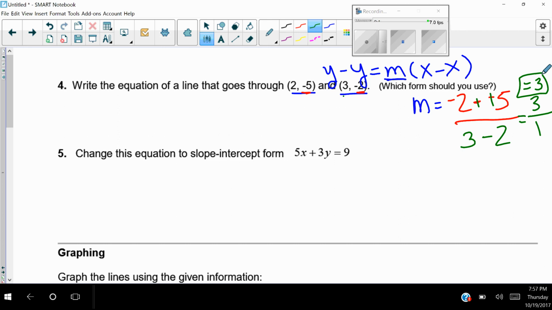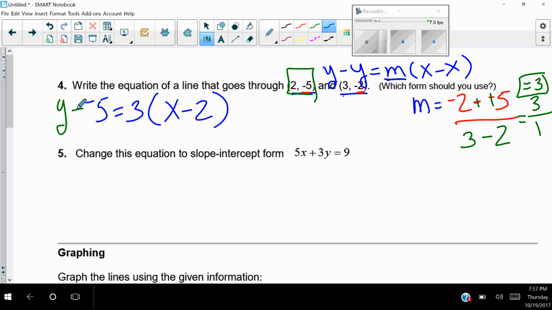Okay, and now we need 1 point. It doesn't matter which point you choose. I'm going to choose this one, but it doesn't matter which one you pick. We're going to plug it into this equation. Y minus my y value is already highlighted. It's -5 is equal to my slope, 3, parentheses x minus my x value, 2.